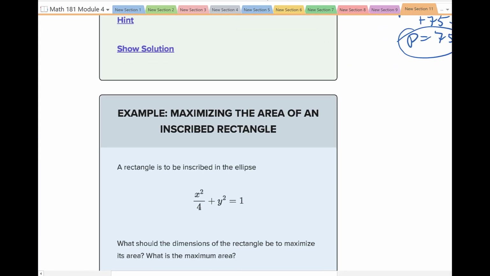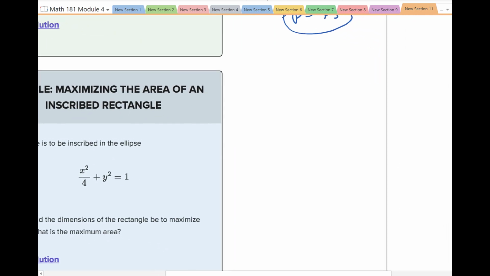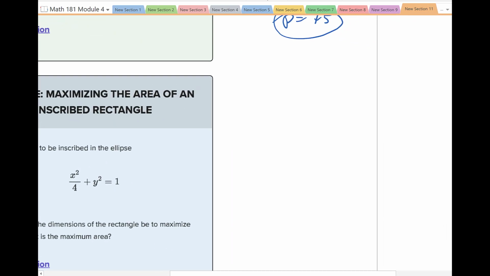A rectangle is to be inscribed into an ellipse. This is a little more involved problem. I should say a lot more involved problem. So a rectangle is to be inscribed into an ellipse. So I'll draw the ellipse. It's x squared over 4 plus y squared equals 1. So this ellipse is going from 2 to negative 2 this way, and then 1 to negative 1 this way.